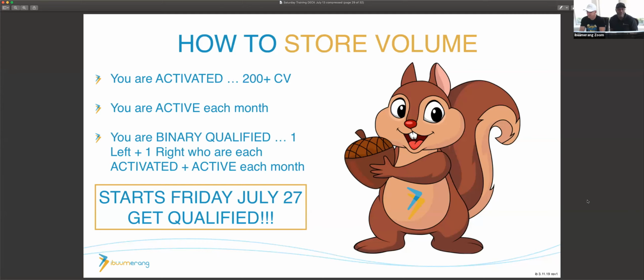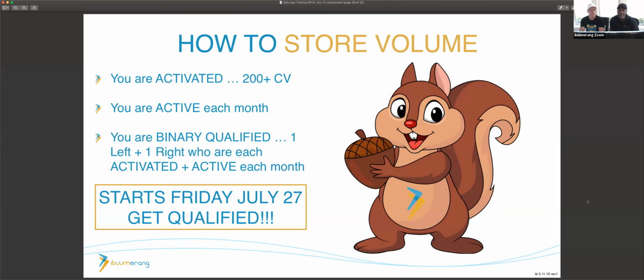So how do you store volume? The first thing is you have to be activated. You have to activate your position. Now, what does that mean? It means that you have to have at least 200 CV, right? You have to have at least 200 in commissionable volume that's been generated.